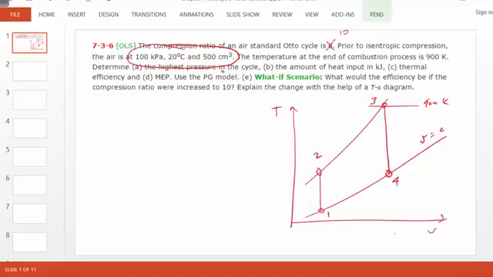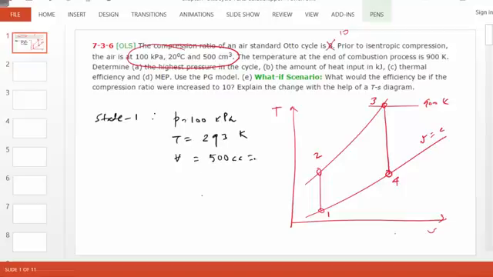Let's start by evaluating the temperature and pressure at each state. State 1, what is supplied? Pressure is given, temperature is given. It's 20 degrees Celsius, and I'm converting directly to Kelvin. And the volume at state 1 is given, 500 cc, which is 500 times 10 to the minus 6 meter cube, all in SI units.